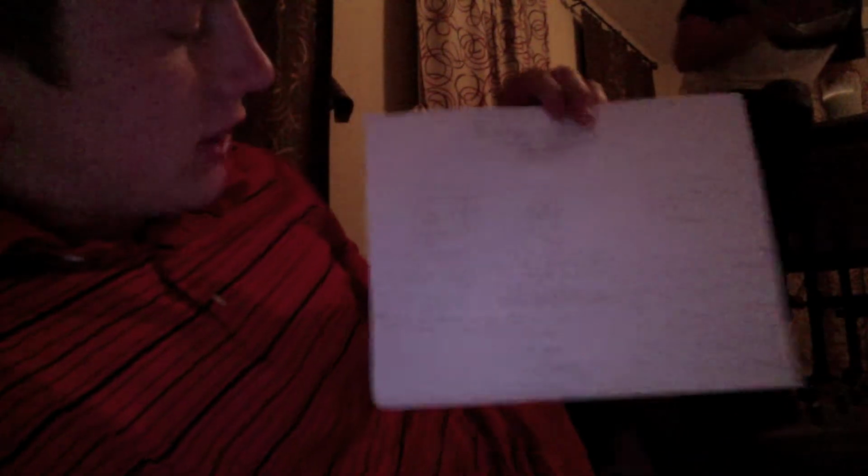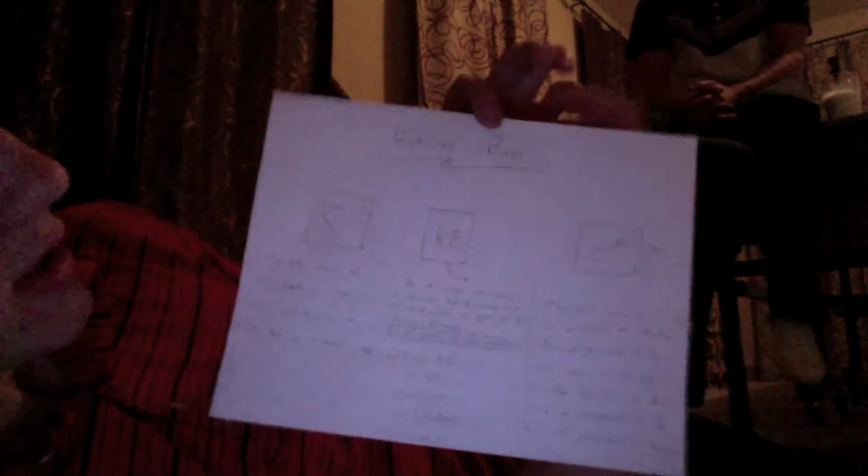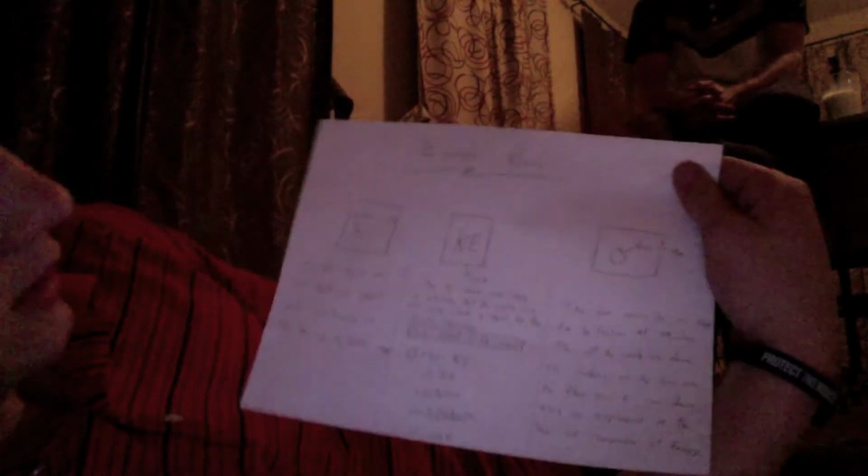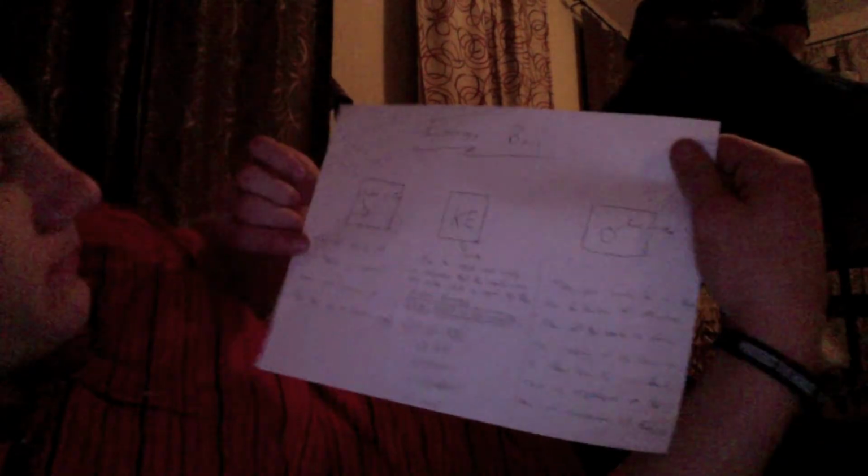All right, we got the energy bars. It starts at rest, so the first bar is going to be an initial zero because it's not moving. There's no potential energy because it has no height. And then there's no kinetic energy because it isn't moving. That's going to be the beginning.